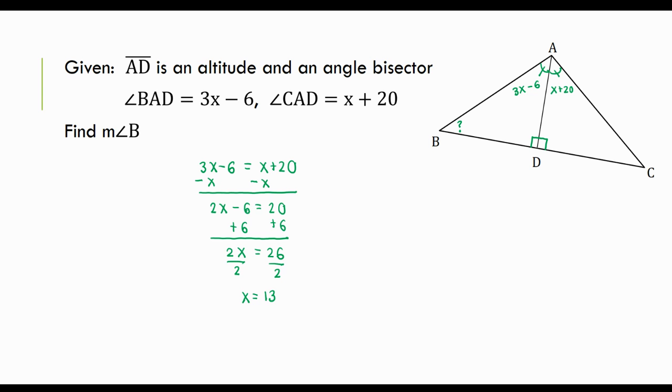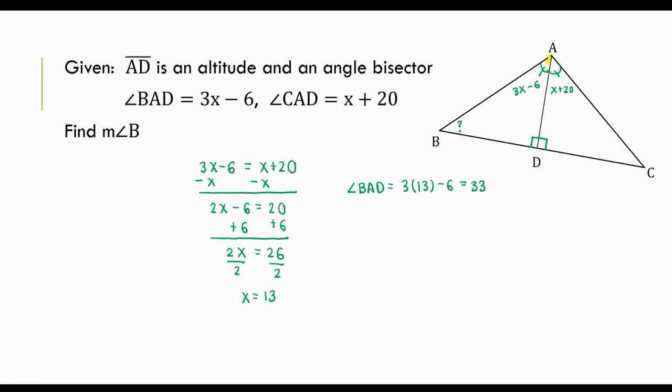Now, what I can do is I can find the measure of each of those small angles. So let's find the measure of angle BAD. Okay, that is by us taking 3 times 13 minus 6. Well, 3 times 13 is going to give us 39. When I subtract 6 from it, it's going to give us 33. So that's a 33-degree angle.